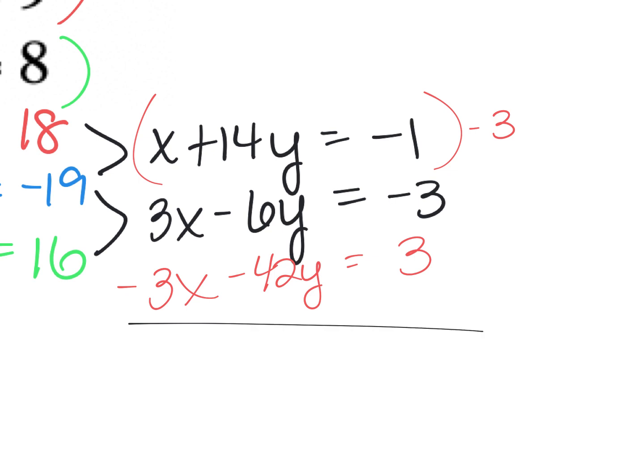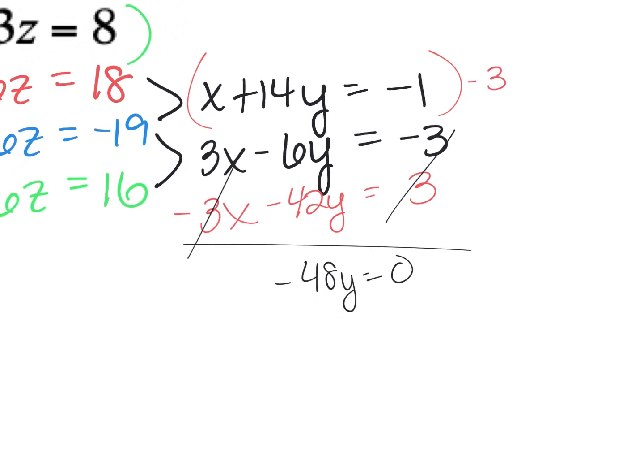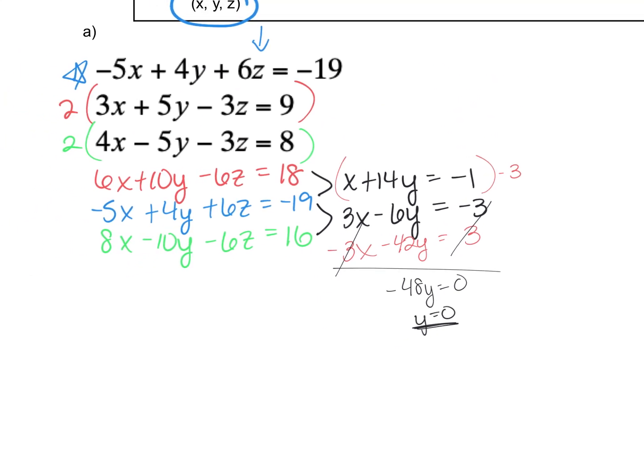Cool, so go ahead and add those. The x's cancel, and the constants cancel, so we have negative 48y equals 0. Sweet, so that means our y is 0. Cool, I have one answer. Now let's plug that back in to find our x. I'm going to do x next. I'm going to plug it into this one right here.